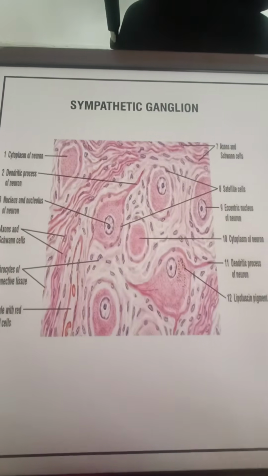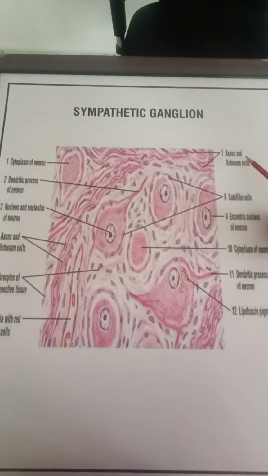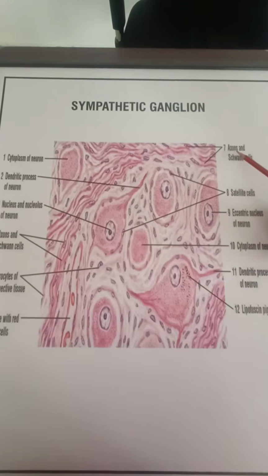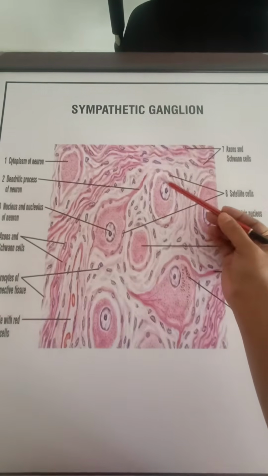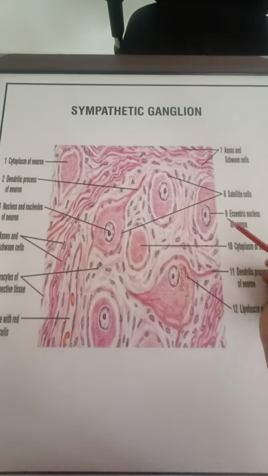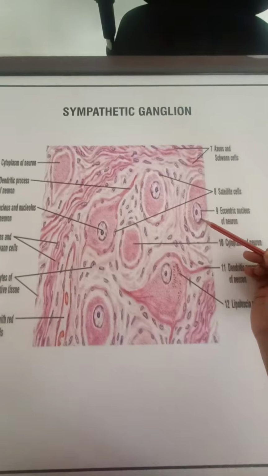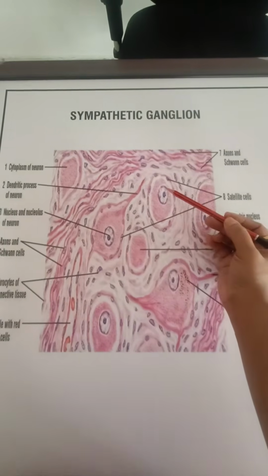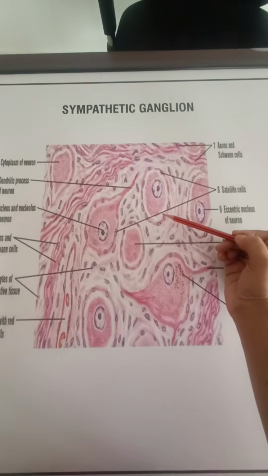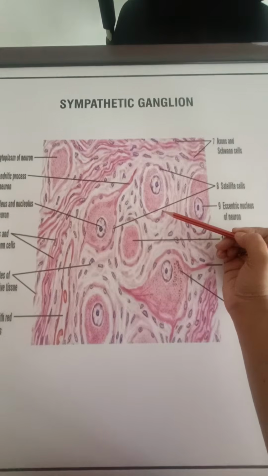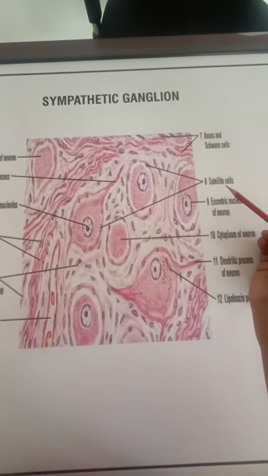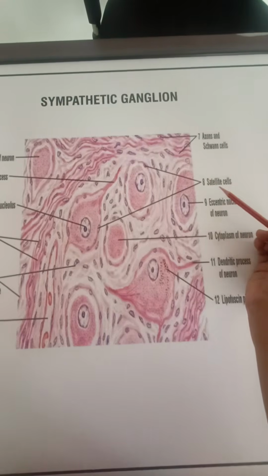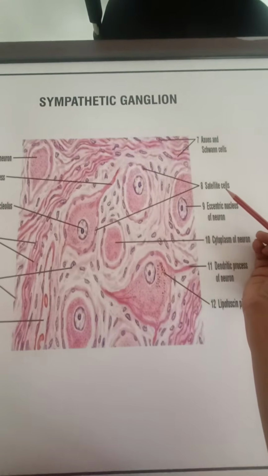So sympathetic ganglion, as you can see here, you can see the Schwann cells, you can see the axons, and you can see some satellite cells. They are surrounding the eccentric nuclei of the neuron. So here you can see that these satellite cells are similar to astrocytes which are seen in the CNS. So in PNS you will see the satellite cells. What do they do? They provide nutrition and also do some repair work, and that is their function.